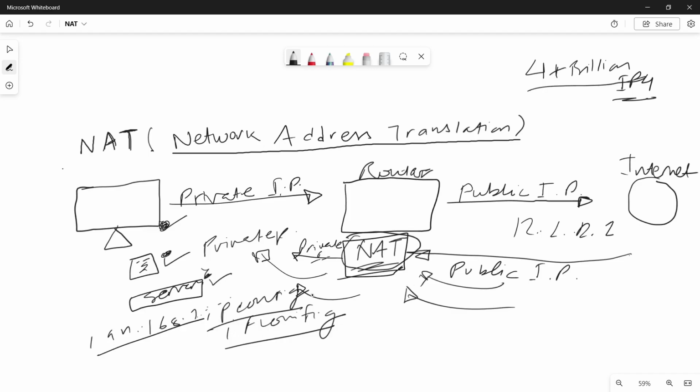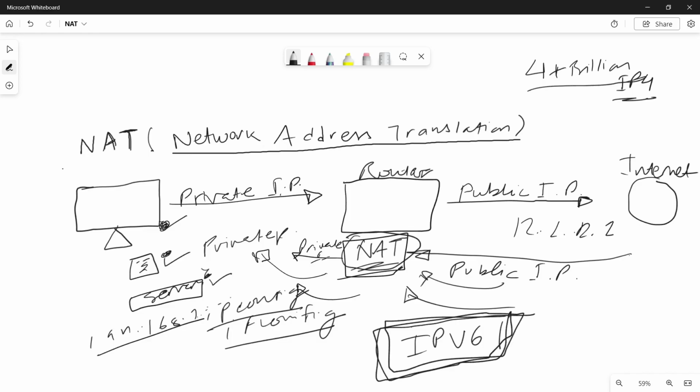Also, to solve this problem of IP address exhaustion, we have IPv6, but currently we don't use it. It has too many addresses, but in the future we will be able to use it, I think. It also has some flaws, so we don't use it, and we will discuss IPv6 in another lecture. So that was the whole of what NAT does and what it is.